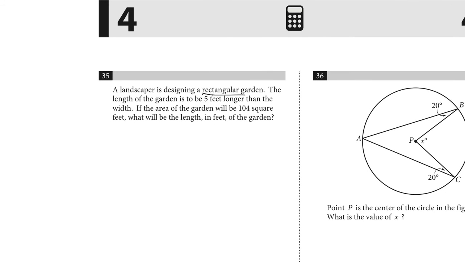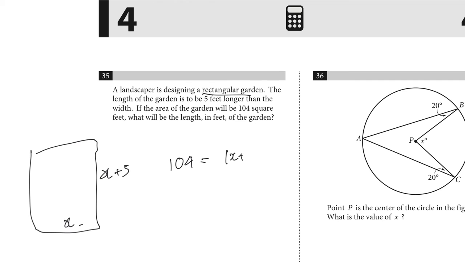A landscaper is designing a rectangular garden. The length of the garden is to be 5 feet longer than the width. If the area of the garden will be 104, then 104 is equal to x plus 5 times x. What will be the length in feet of the garden?